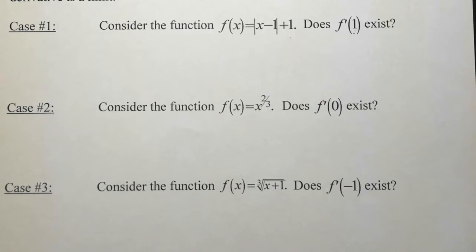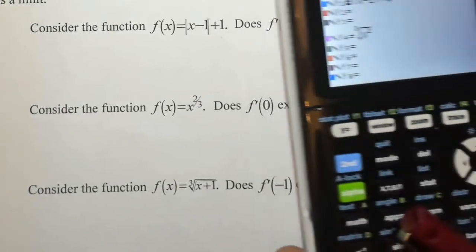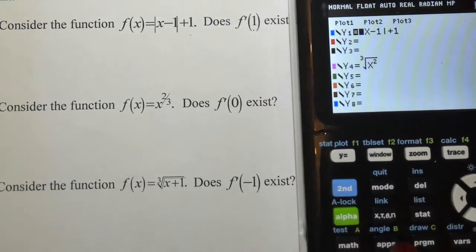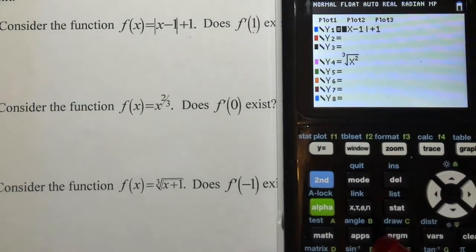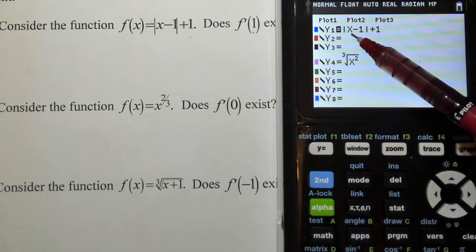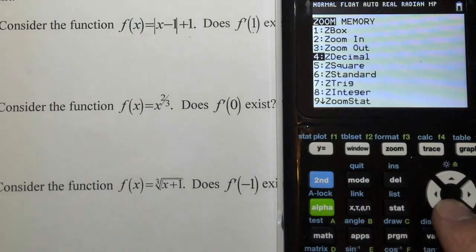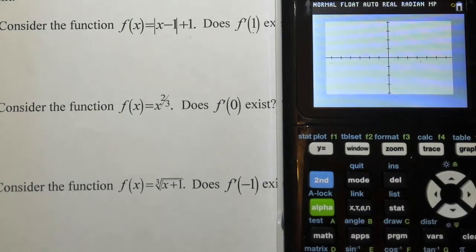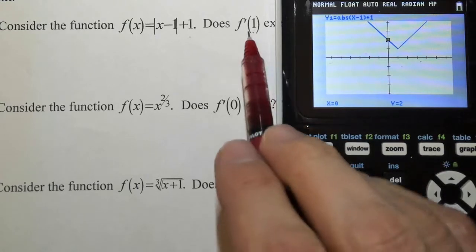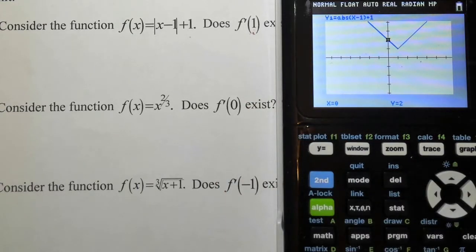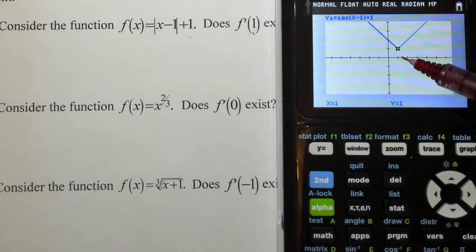So let's let the calculator help us out. Let's slide this over, and I'm going to bring in the calculator. There's our function, the absolute value of x minus 1 plus 1. You can choose zoom decimal to get a pretty good view of it. You see I have a graph that comes down and it goes back up. It's a V graph. And we're going to trace over. We're interested when x is equal to 1. So I'm going to trace to 1 and hit enter, which puts me right down there at the bottom of the V.